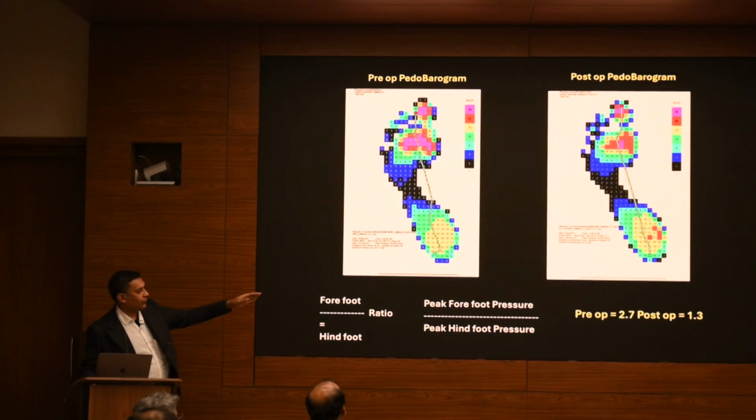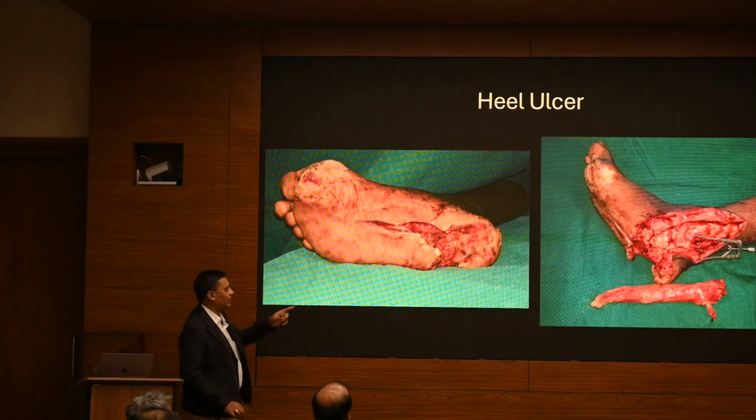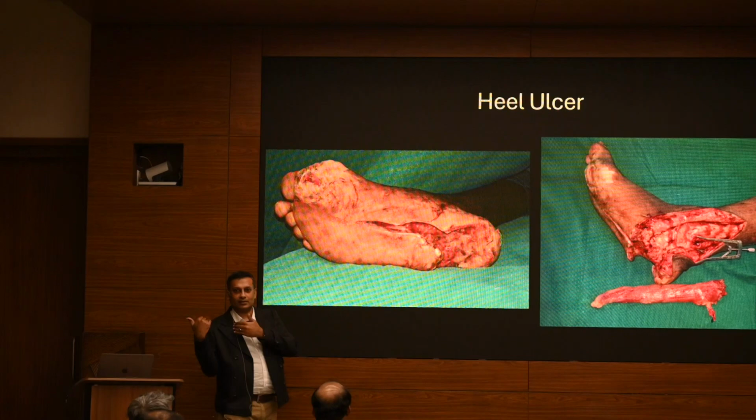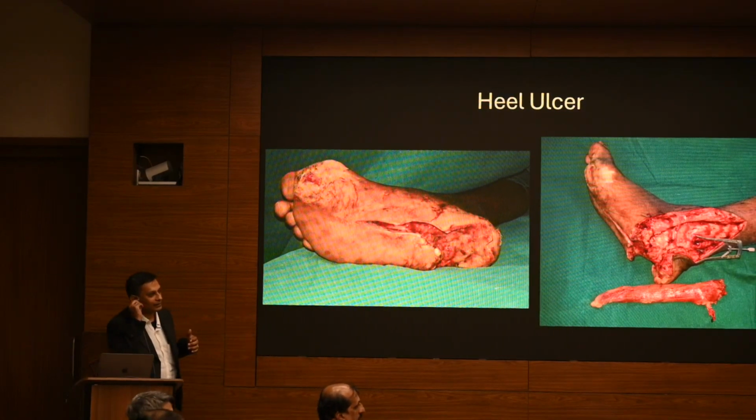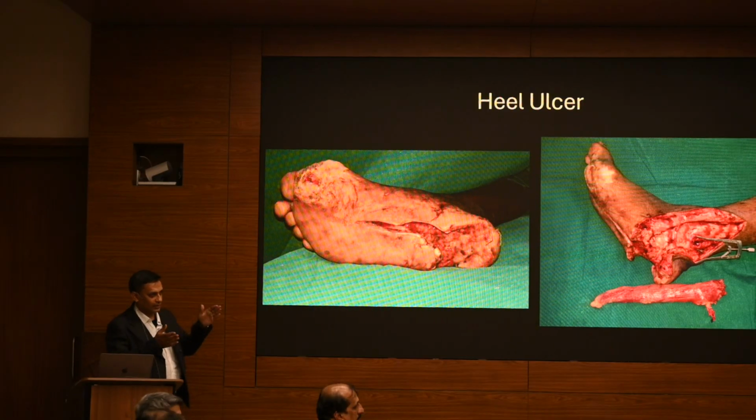So here, peak forefoot to hindfoot pressure, previously 2.7, post-op 1.8. It's easier and objective. But the same thing, if you overdo it, then you will get a heel ulcer, because the entire load now has come behind. For a gastrosoleus resection, yes, sir, you are doing the middle third. Yes, opening here. Yes, the zone 2.